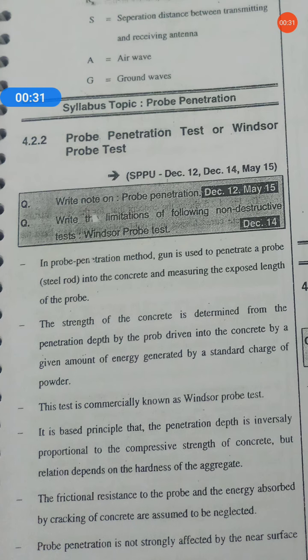And one thing I am telling you, that you all must watch videos on YouTube. The videos regarding all these NDT tests are available on YouTube for your better understanding. So you can go through these tests on YouTube.